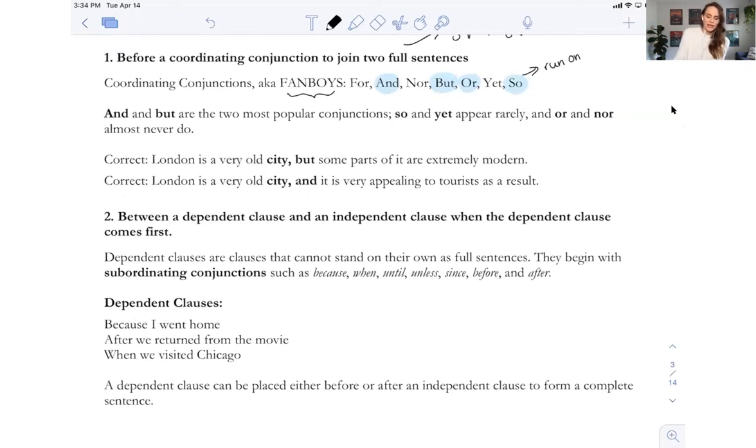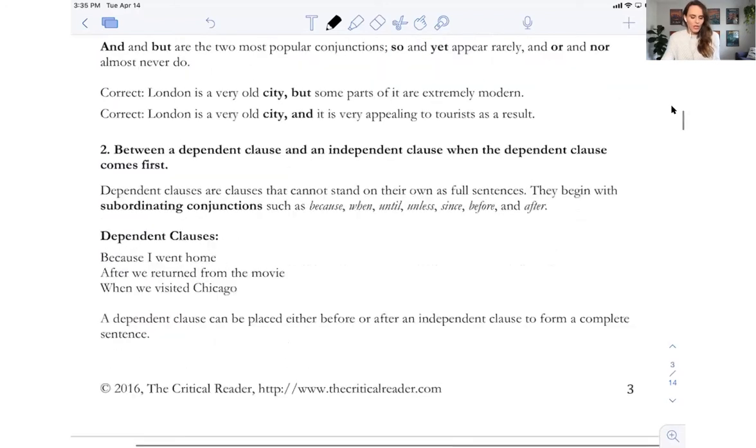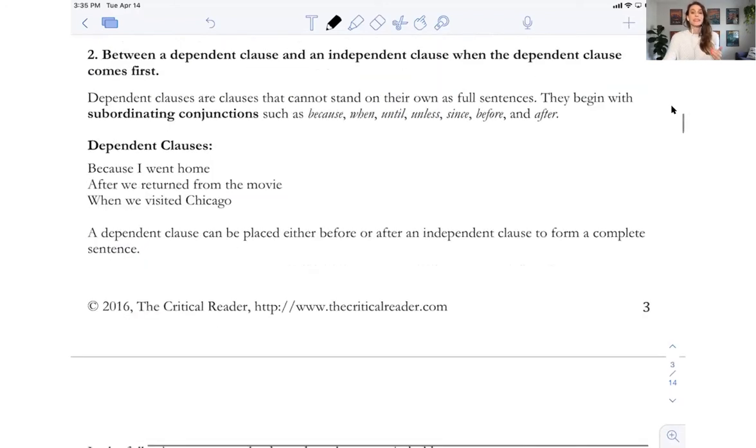If you see any of these, you're going to want a comma right before it, like a comma and. And that makes these equivalent to basically a period. You're starting a whole new sentence that can stand alone. You also need a comma between a dependent clause and an independent clause when the dependent clause comes first. Whoa, that's another mouthful, right?